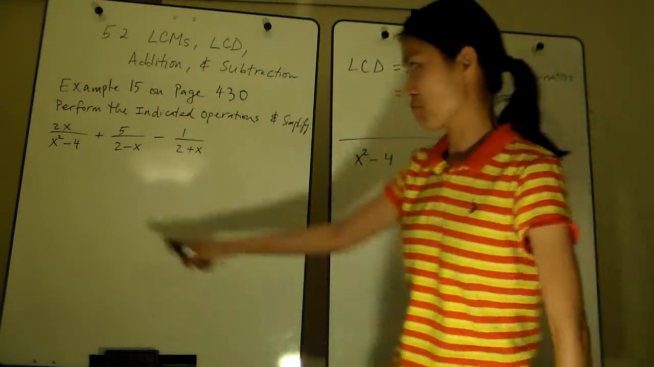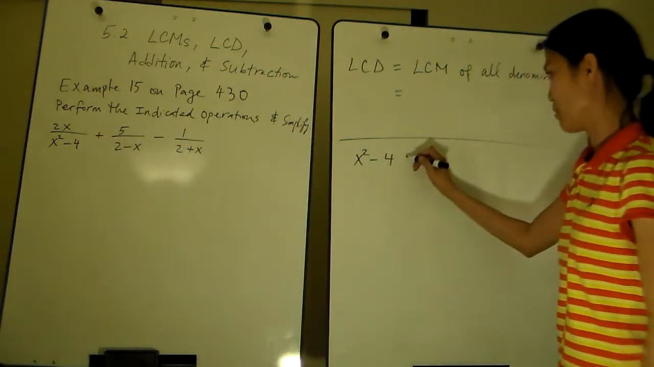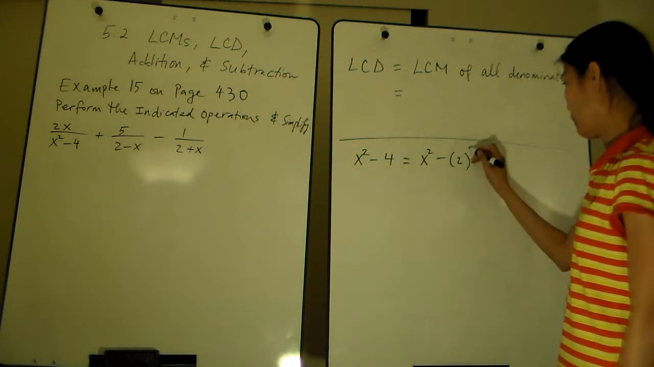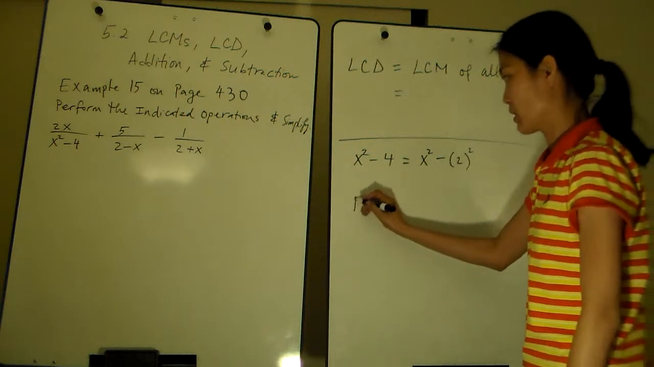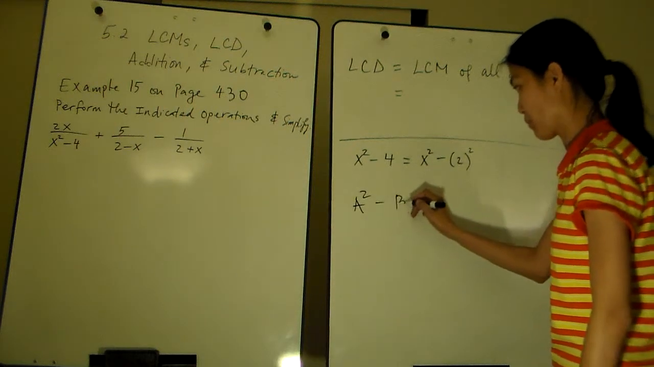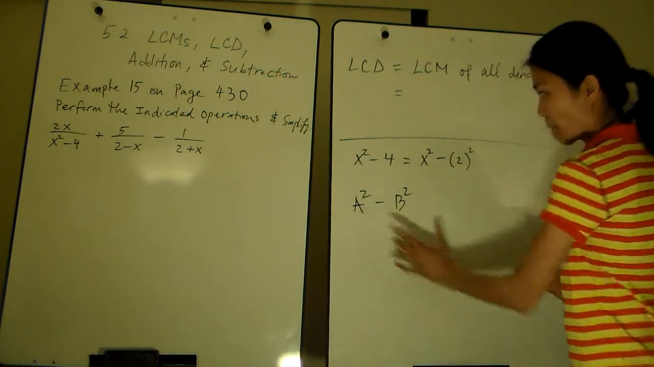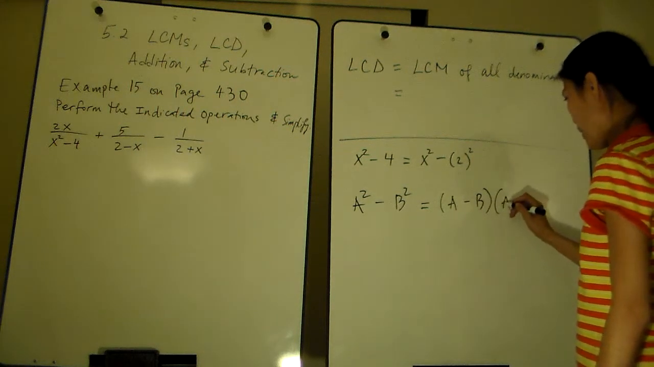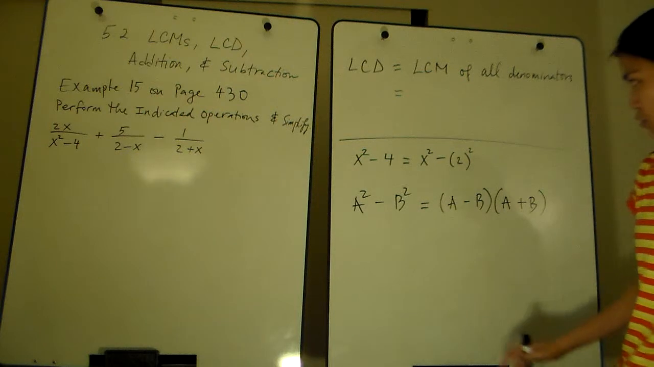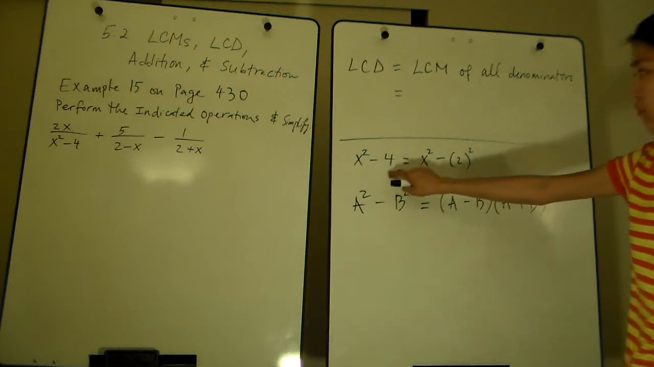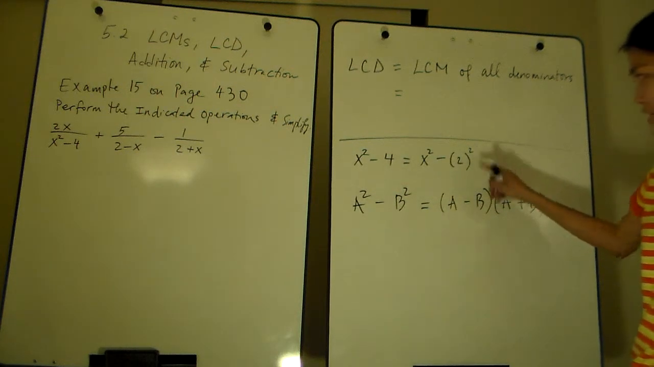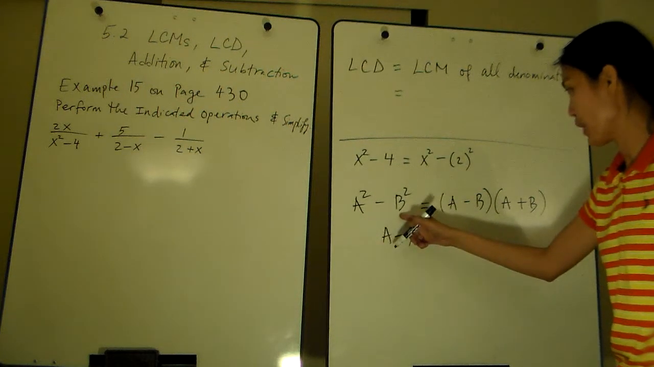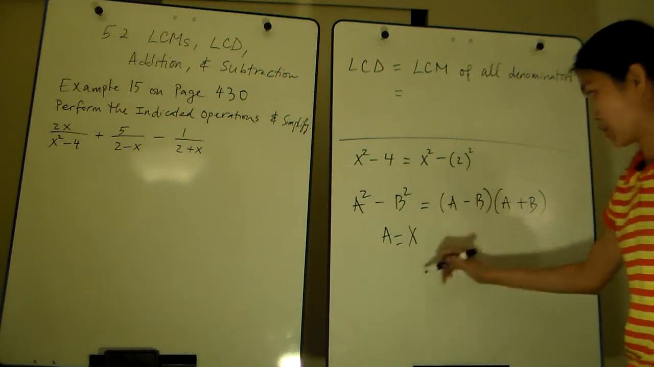This denominator is from the first fraction. Now you can rewrite this as x squared minus 2 squared. The reason I do that is because recall we learned the formula: a squared minus b squared is equal to a minus b times a plus b. So you have 4 here. If you rewrite this as 2 squared, then you see that a right here is x, and b, after the subtraction, is 2.